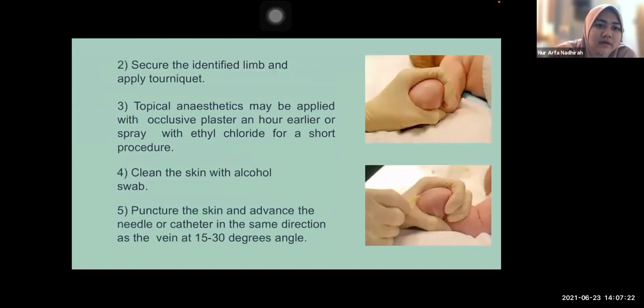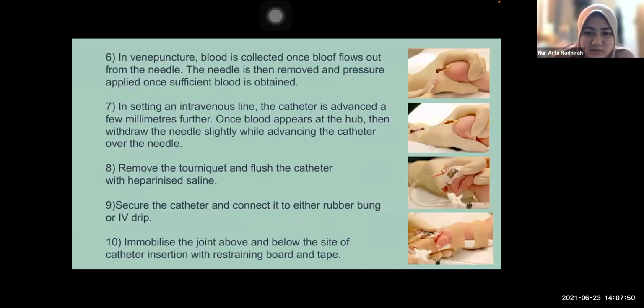Okay, so we secure the identified limb and we apply the tourniquet, and topical anesthetics may be applied with occlusive plaster an hour earlier, or we spray ethyl chloride for a short procedure. We clean the skin with an alcohol swab and puncture it and advance the needle or catheter in the same direction as the vein at a 15 to 30 degree angle as shown in the picture.